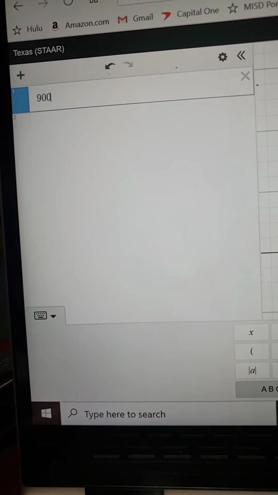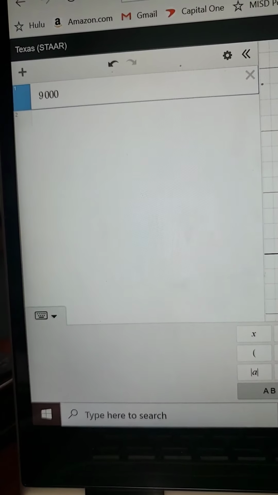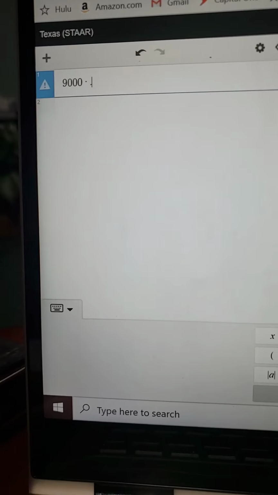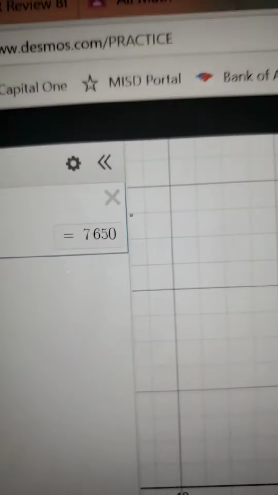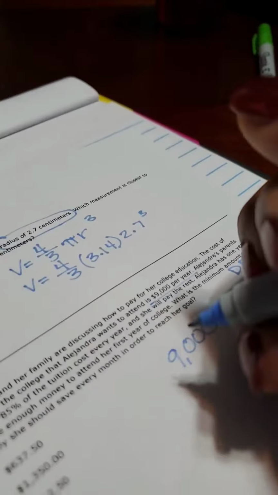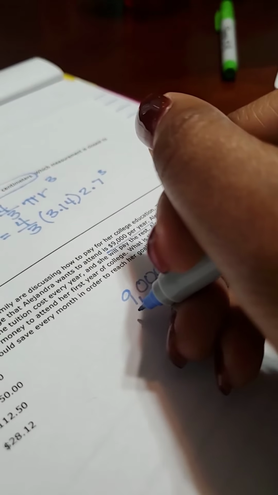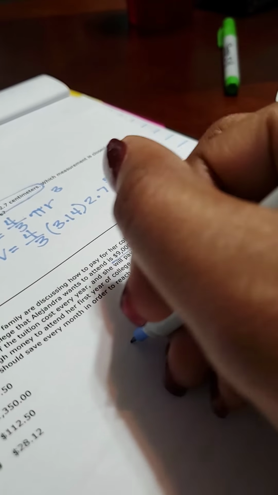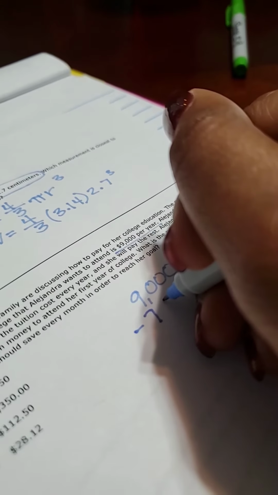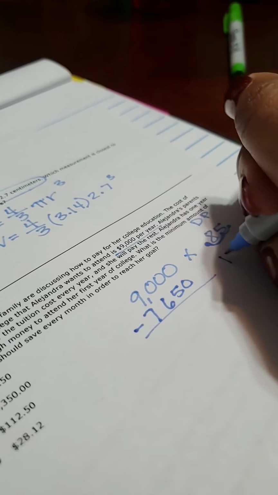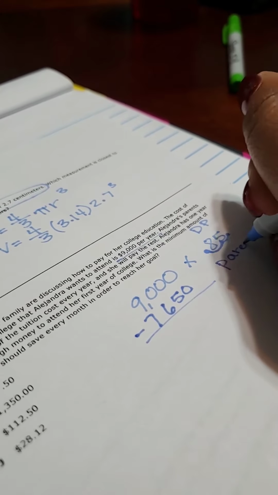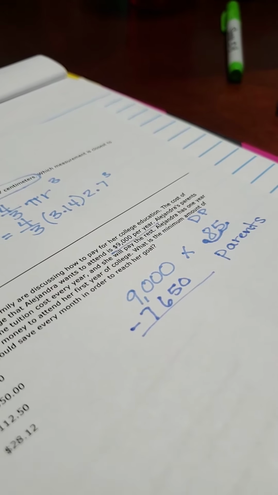9,000 times 0.85. They're paying $7,650 of it. So let's go ahead and subtract how much her parents are going to pay. And next to it, I'm going to put parents.